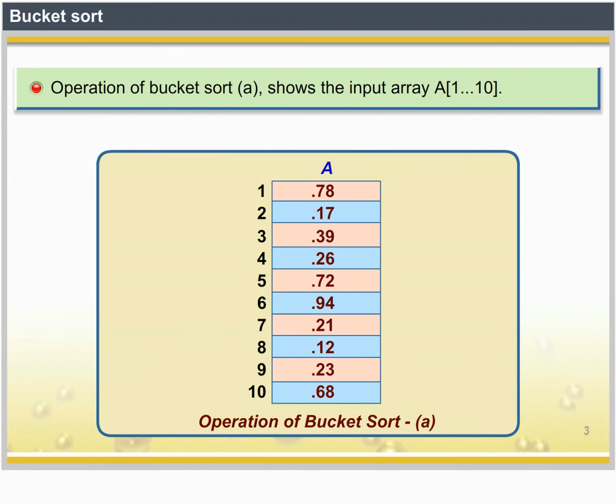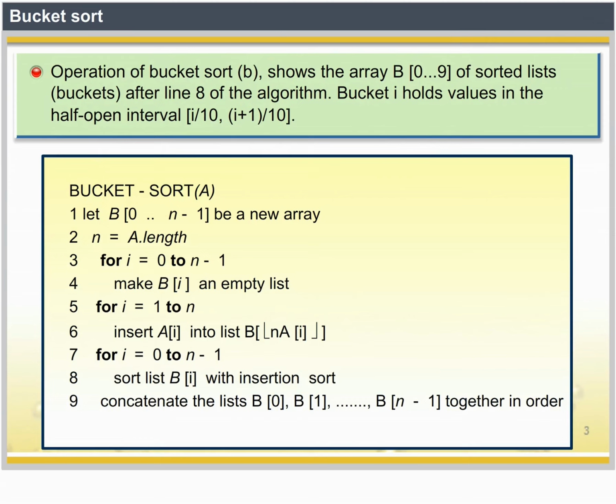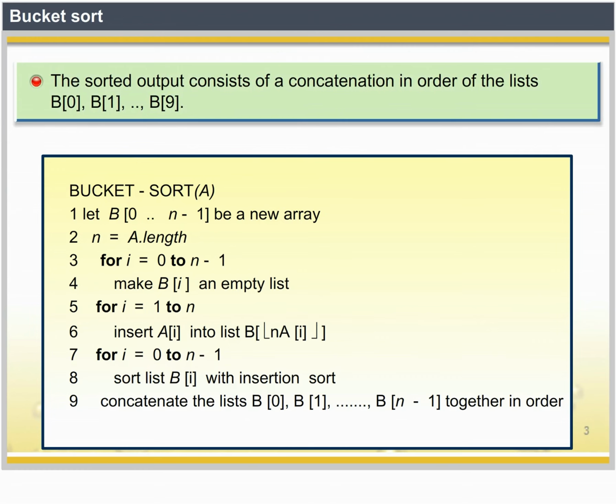Operation of bucket sort: B shows the array B[0..9] of sorted lists, buckets, after line 8 of the algorithm. Bucket i holds values in the half-open interval [i/10, (i+1)/10). The sorted output consists of a concatenation in order of the lists B[0] up to B[9]. The below figure shows the bucket sort routine.